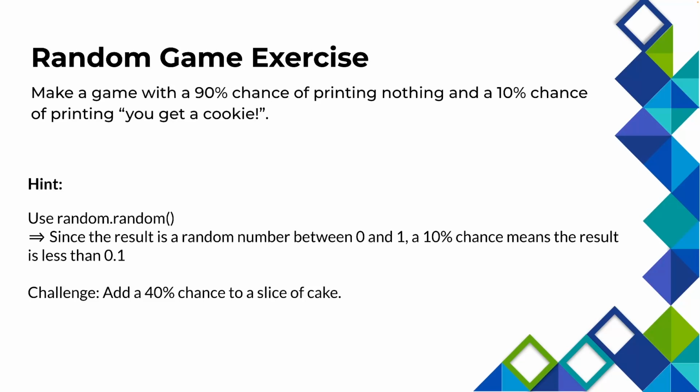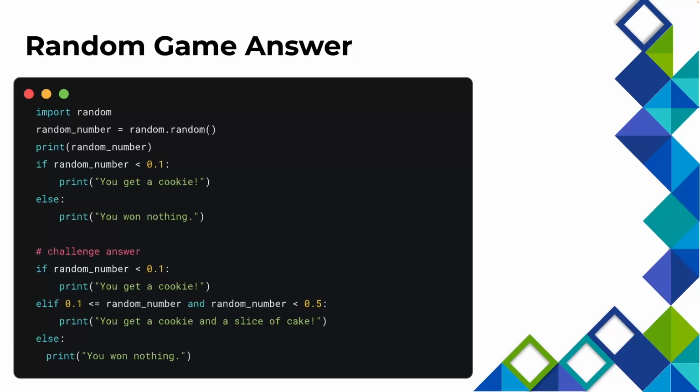Okay, ready to come back? Let's look at the answer. For our basic code, we simply use the random.random function. In order to check if it is a 10% chance, we are going to check if the result of random.random is less than 0.1. The reason why this works is random.random gives us a value between 0 and 1, and 10% of 1 is going to be 0.1. Great, let's continue on.